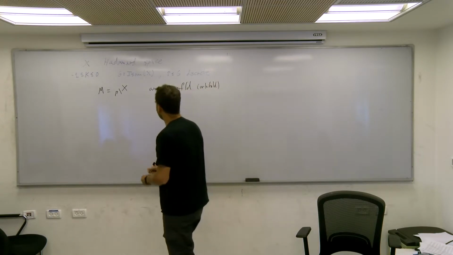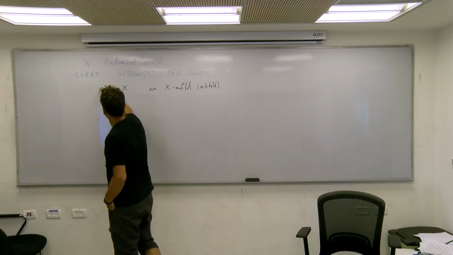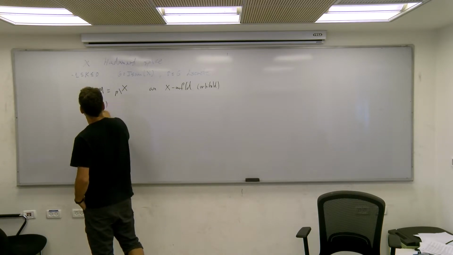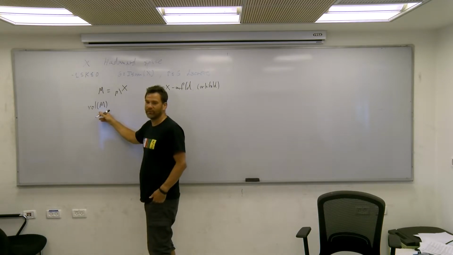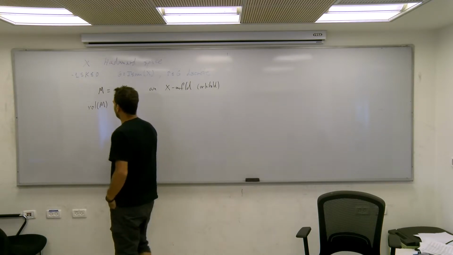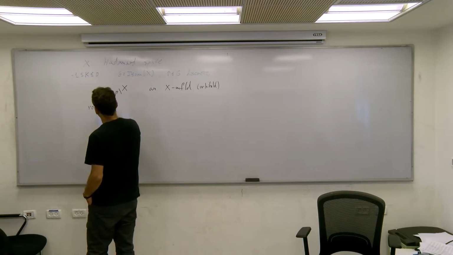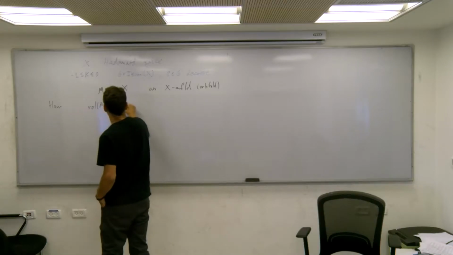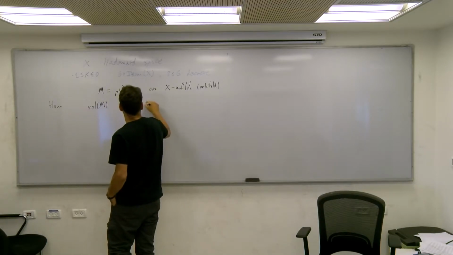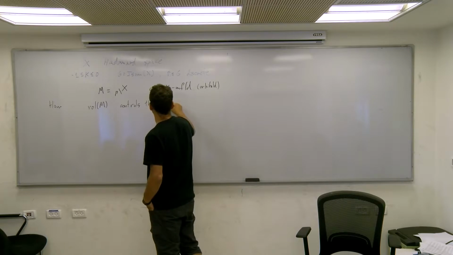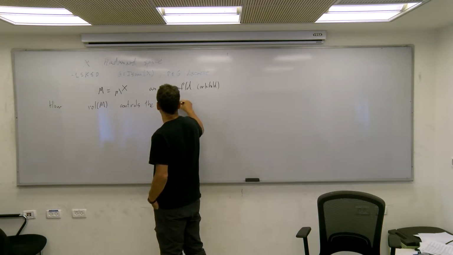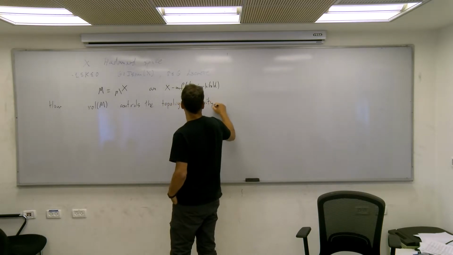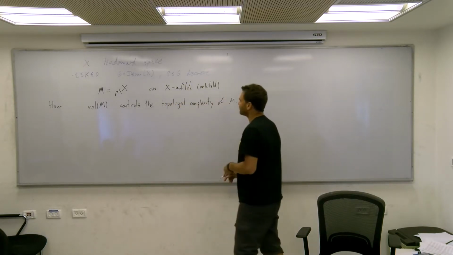And somehow we want to control the topological complexity of M in terms of this parameter, the volume of M. So we want to understand how the volume of M controls the topological complexity of M.